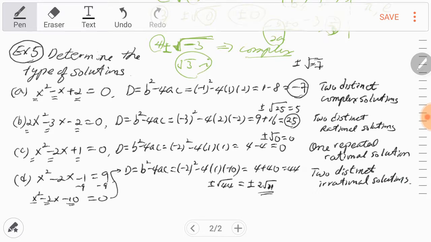So it is very useful to use the discriminant to find the type of the solutions of quadratic equations. The discriminant is the expression inside the square root. We call it the radicand. So b squared minus 4ac is the radicand that is inside the square root. So always check this discriminant to find the type of the solutions.